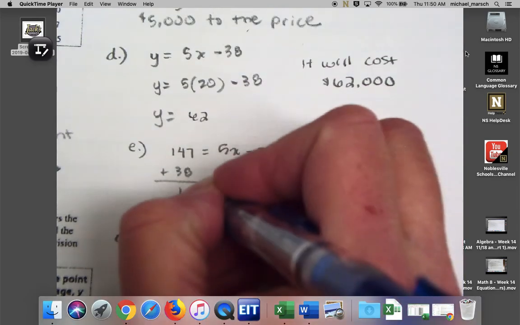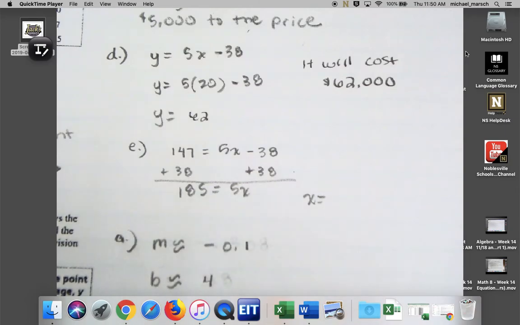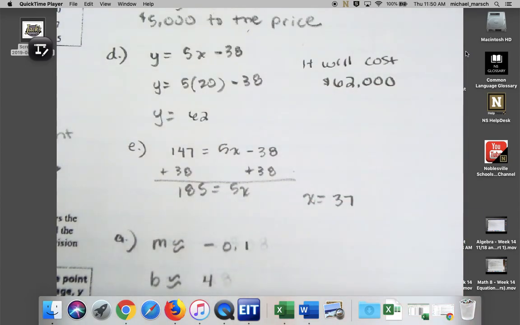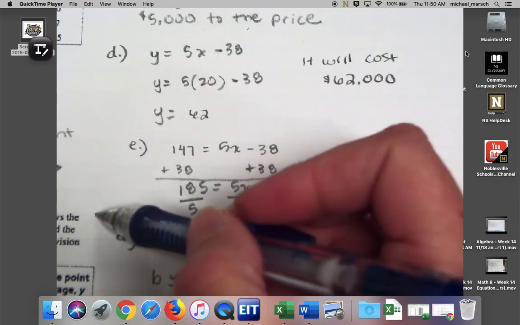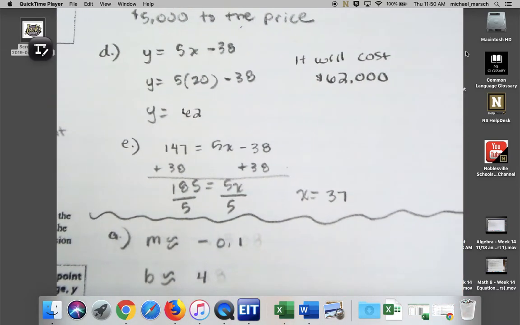So we get 185 equals 5x. x equals 37. So, no, divide by 5. I'm going to put a little squiggle here so we don't get these two problems confused. So what does that 37 stand for? $37,000. Oh. No, 37 feet. 37 feet.